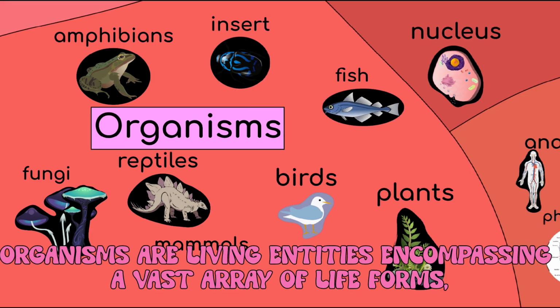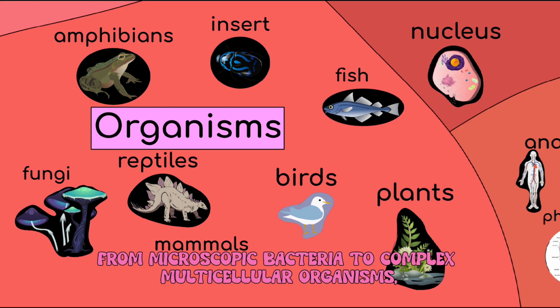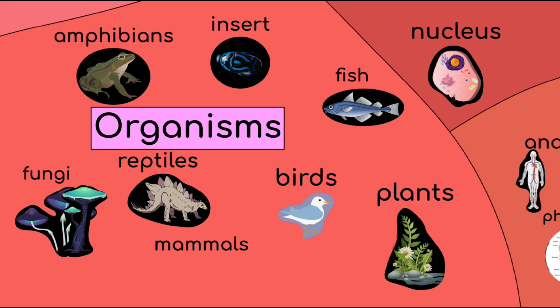Organisms are living entities, encompassing a vast array of life forms from microscopic bacteria to complex multicellular organisms. Shaped by evolution, organisms exhibit diverse structures, functions, and behaviors, interacting with their environments. Understanding the intricate web of life contributes to our knowledge of biodiversity and ecosystems.